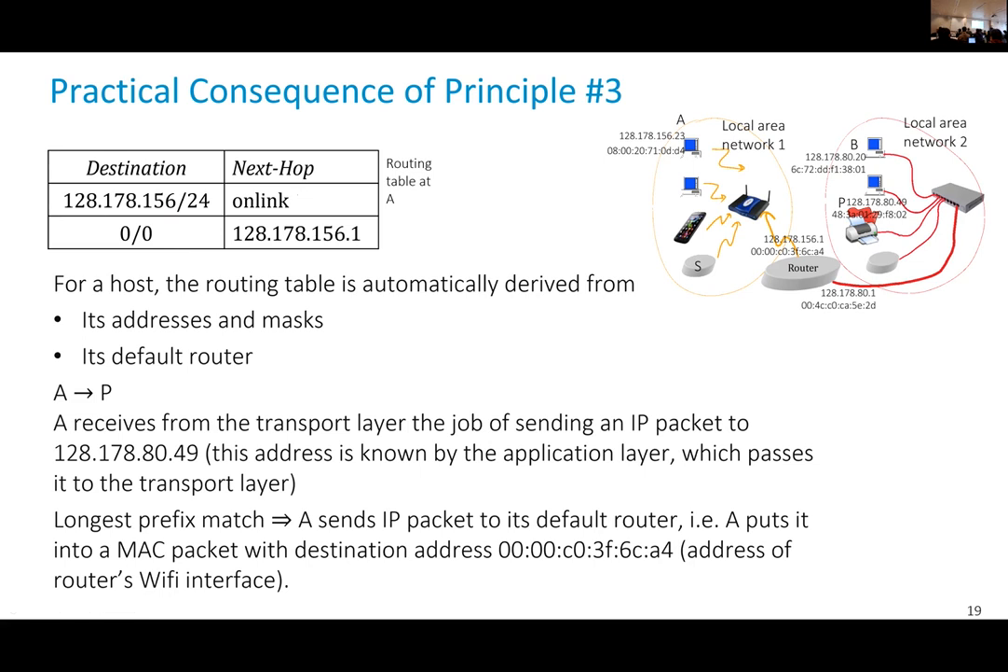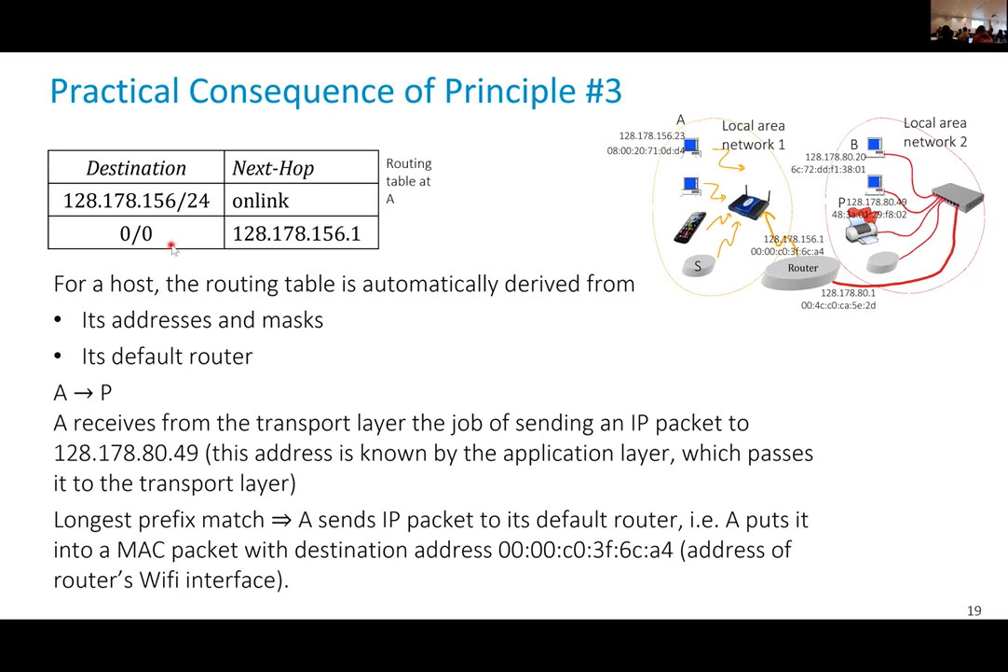Which implicitly means if I need to send a packet there by IP principle number 3, I should send it directly. And sending directly means sending to the MAC address of this destination that I have. Otherwise, by default, I send to my default router here. So when A has a packet to send to P, to the printer, it receives from the transport layer, who had received it from the application layer, the destination address.